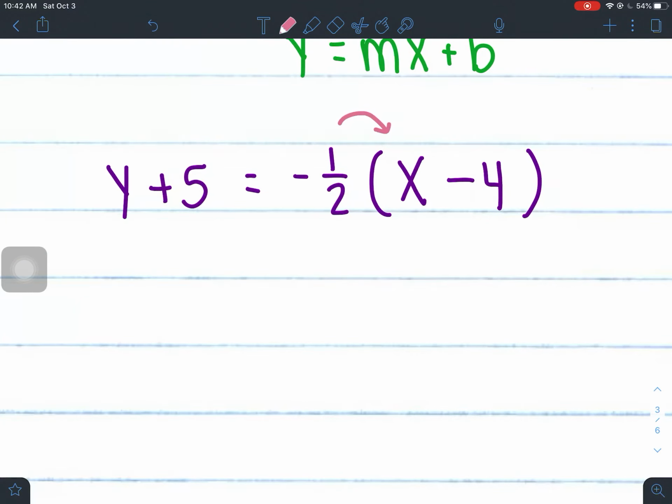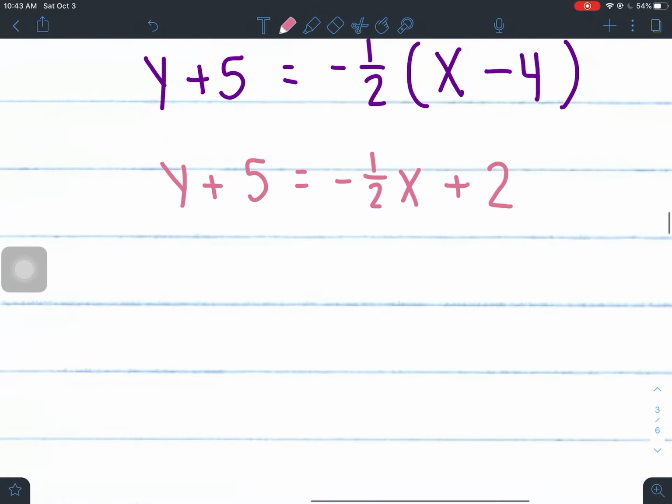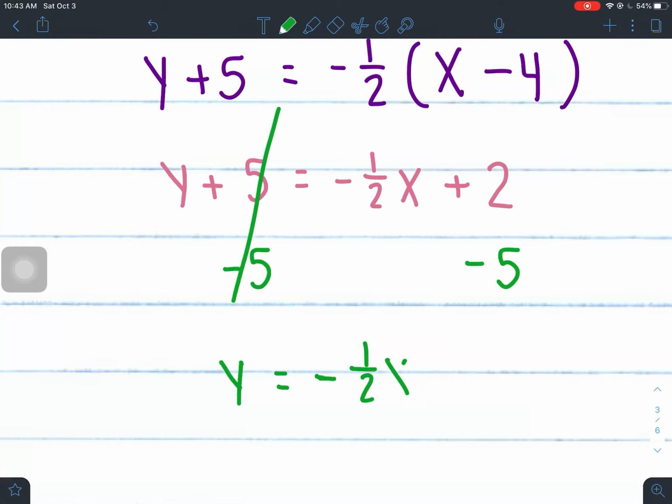We're going to go ahead and distribute in. So we have y plus 5 stays the same, equals negative 1/2 times x is negative 1/2 x. Negative 1/2 times negative 4 is positive 2. And then we want to go ahead and get the y by itself, and we're going to move the 5 over by subtracting it and doing the opposite. So we have y equals negative 1/2 x minus 3.